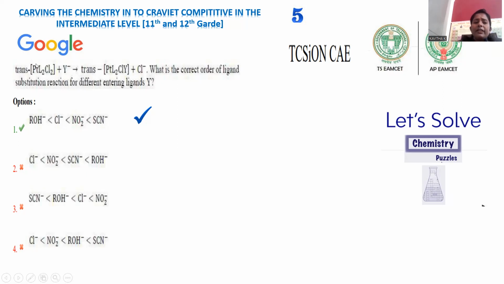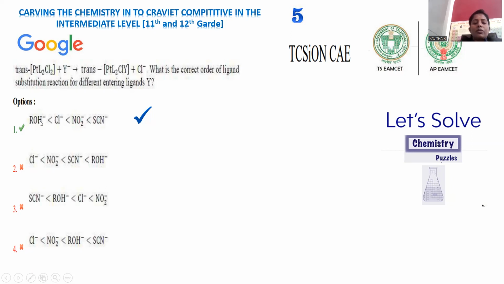Whenever trans platinum L2Cl2 is treated with Y minus, here what happens? Substitution will be carried out. Y minus will be added and one of the chlorides will be removed. This is called a substitution. What will be the correct order of ligand substitution reaction to enter into this complex? What kind of substitution is more favorable? This is clearly explained by the trans effect.